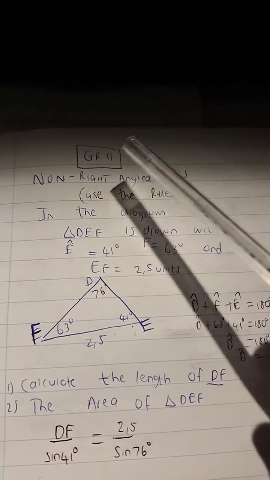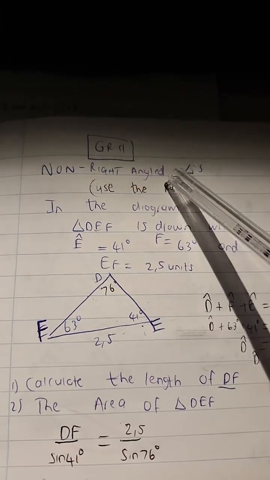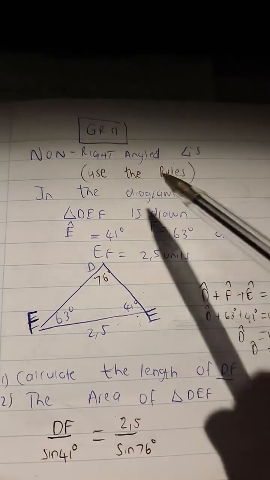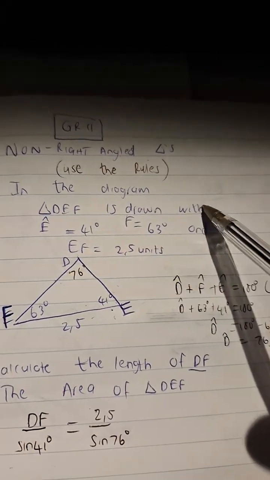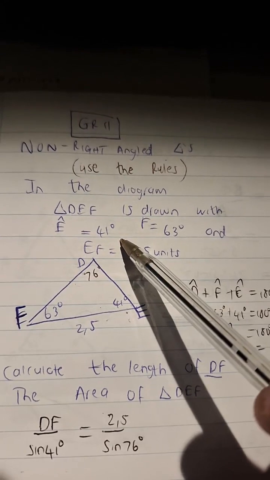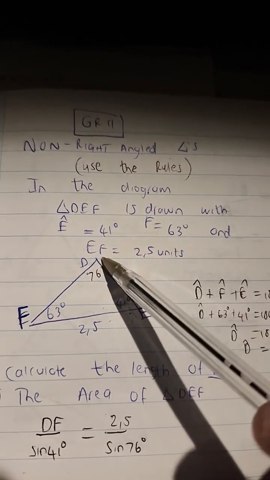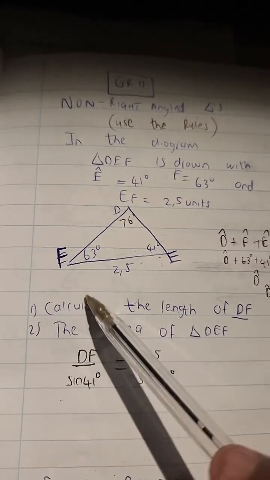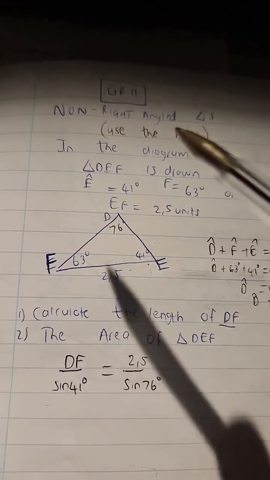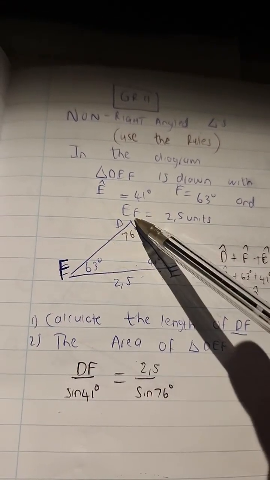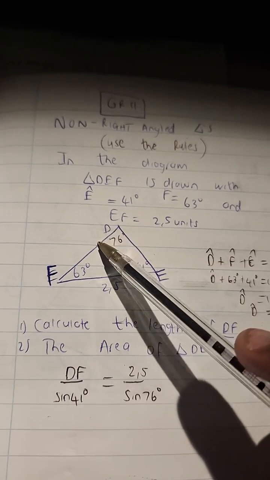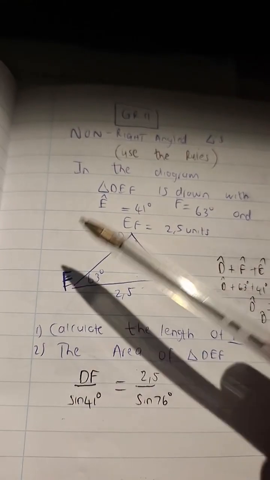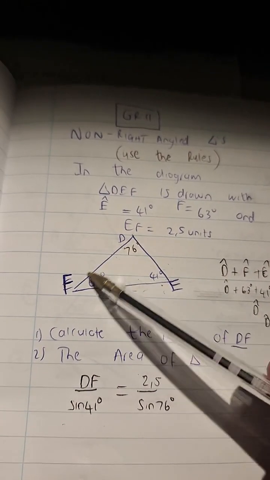So guys, I was busy talking about this particular problem here, and I'm just going to reiterate it. It says in the diagram, triangle DEF is drawn with angle E being 41 degrees, angle F is 63 degrees, and EF is 2,5 units. So we need to calculate the length of DF. DF is the side that we need to find. I said there's a series of questions we need to ask ourselves when we want to find this unknown side.